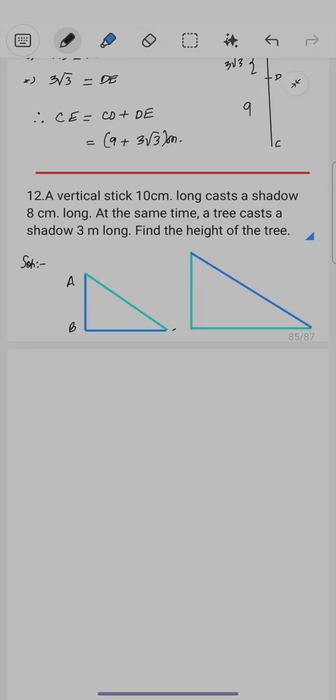This is A B C D E F, with angle B and angle C. AB is the pole of 10 cm, its shadow is 8 cm, and the other shadow is 3 meter.